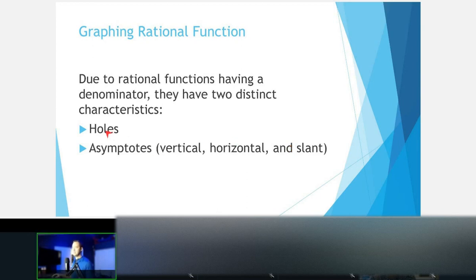And then holes, well, these are just holes in the graph. You may have a nice looking line, but then at one point, there's nothing. And usually holes are created by dividing by 0. And we'll go through these and how to calculate holes and all these asymptotes.